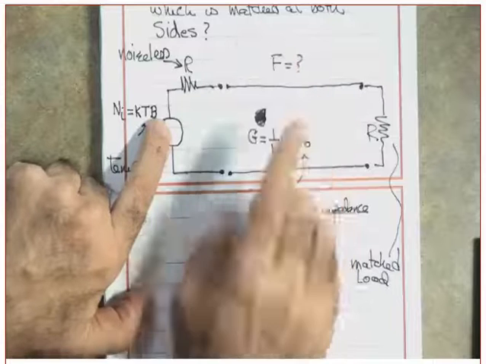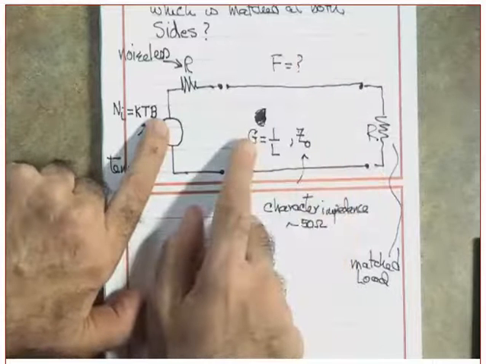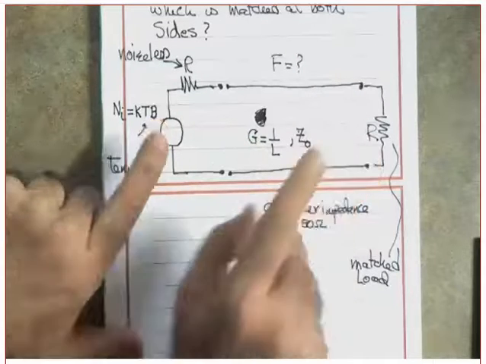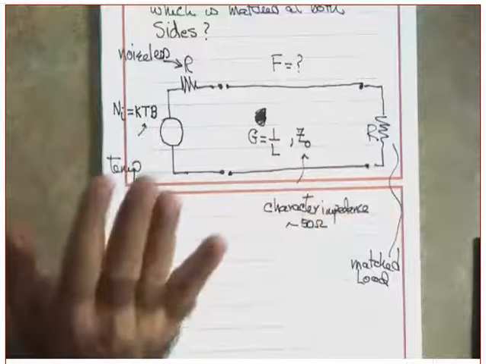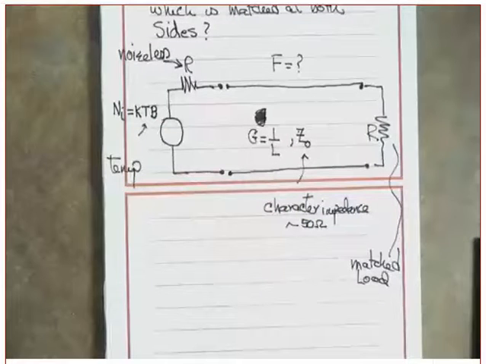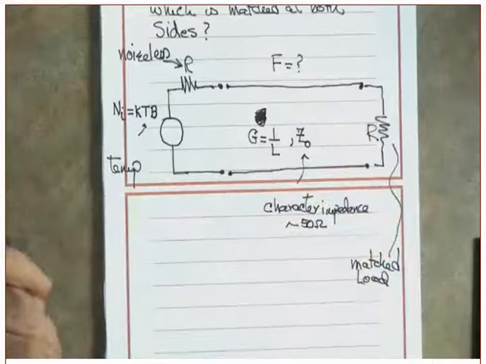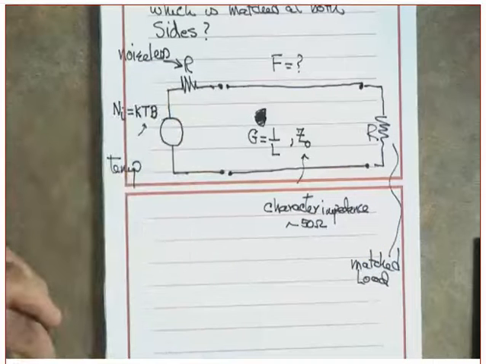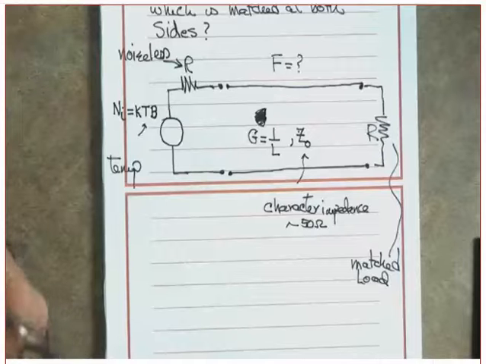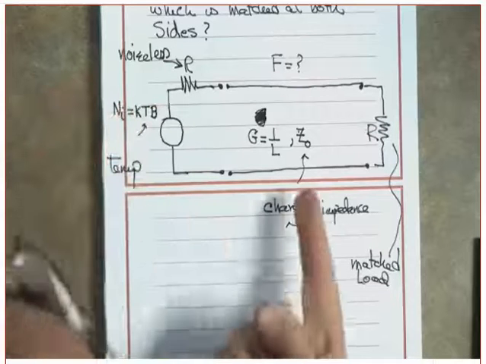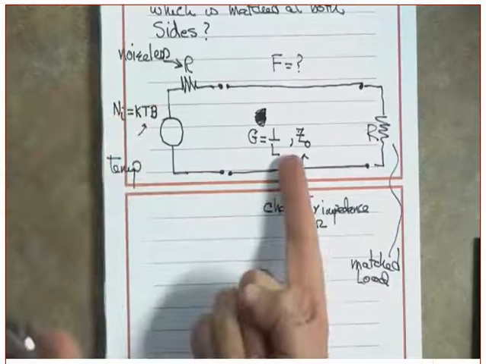Yes or no? What is the power delivered to the resistor? The system is at equilibrium. Equilibrium means it's matched from both sides. What is the power delivered to the load? It's exactly the same as the input. Do you understand that or not? So the question then becomes, why did I say that this is a lossy line?